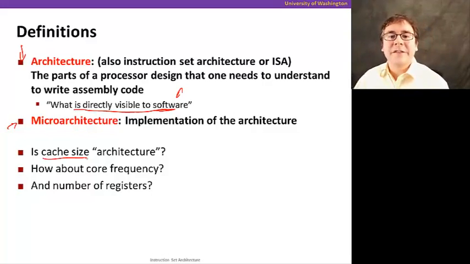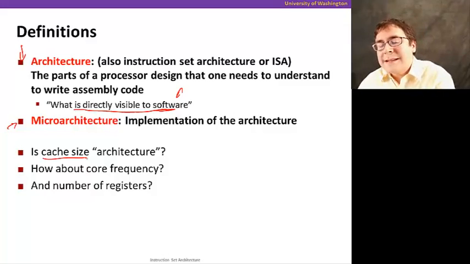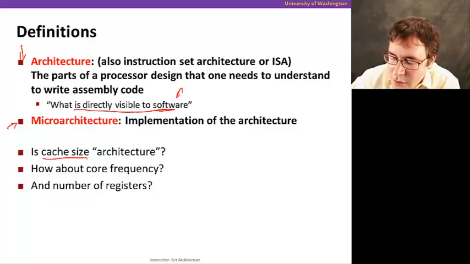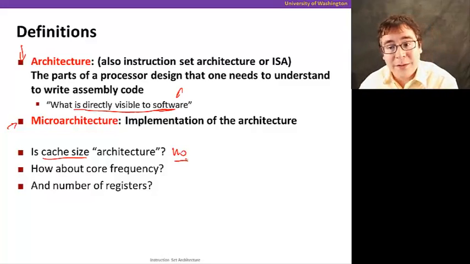A cache is a very fast piece of memory that lies inside the processor and holds recently accessed data. So now, is cache size architecture? Well, it's not directly visible to software. That means that it's not part of it. It's used by software, but it's not directly visible. The size is not directly visible, so it's not part of the architecture.